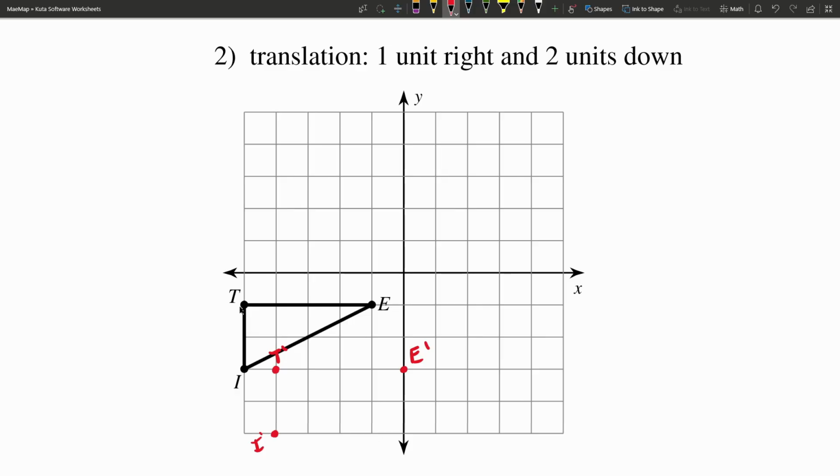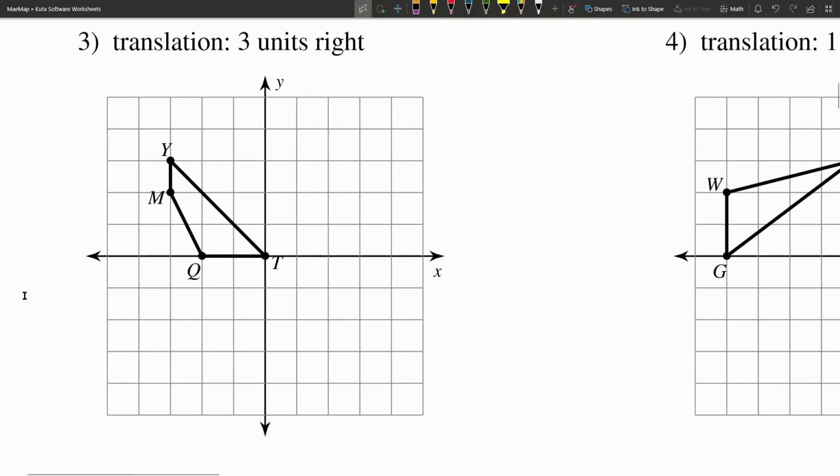Now, just as before, T was connected with E, E was connected with I, and T was connected with I. So I'm going to do T prime to E prime to I prime, and I prime to T prime. There we have it, that same triangle, just shifted 1 unit right and 2 units down. Let's move on to number three.